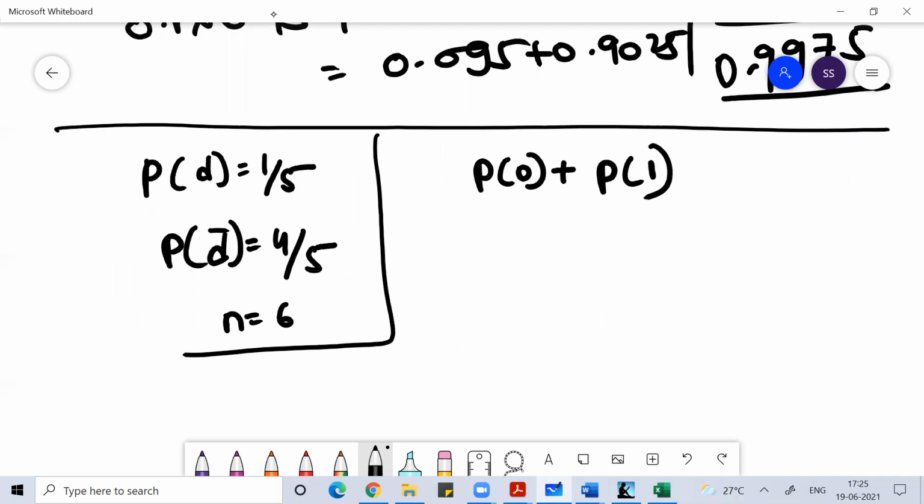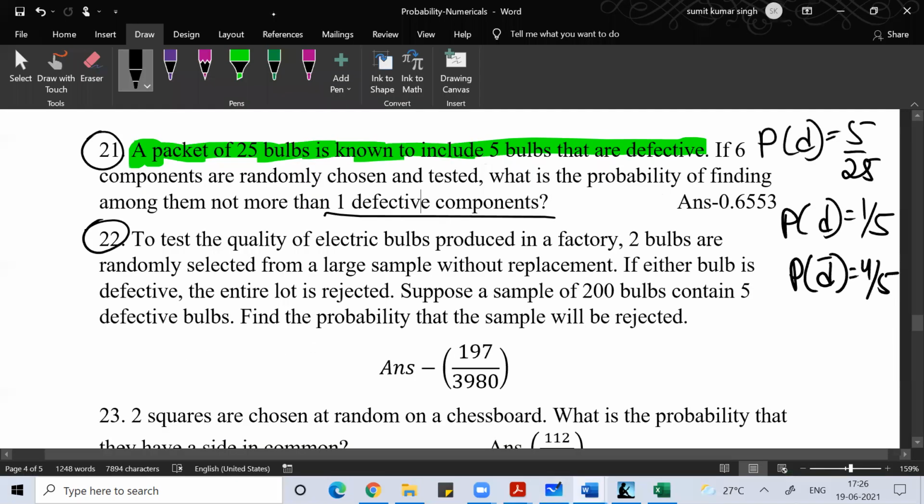So here, you have to find, 6 components are there, and so 0, 1, and so on. I hope you understand. P(0) means the probability of getting 0 defective components. P(1) means the probability of getting one defective component. P(2) means the probability of getting 2 defective components out of 6. P(3) means the probability of getting 3 defective components out of 6, like that.